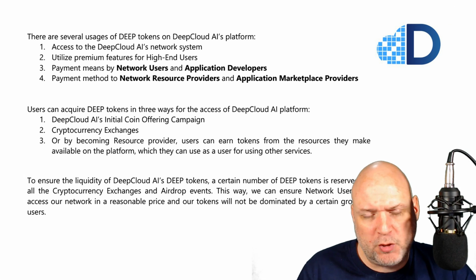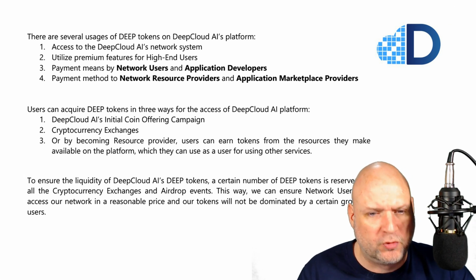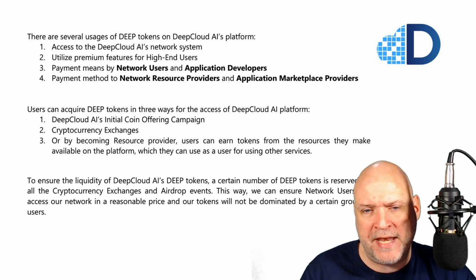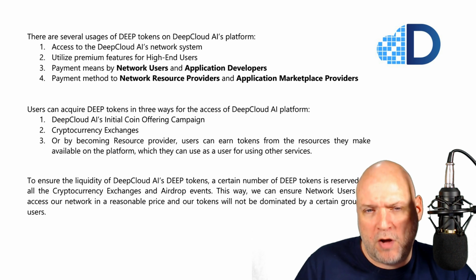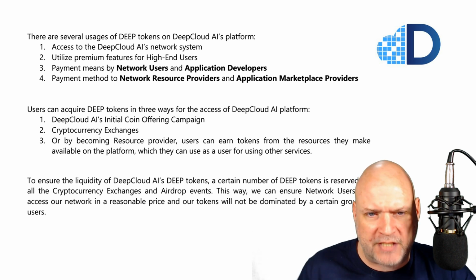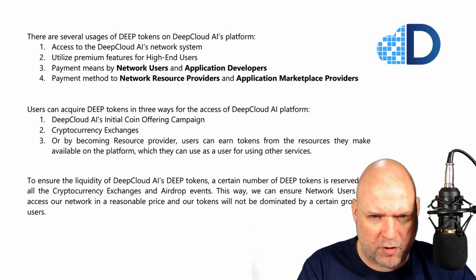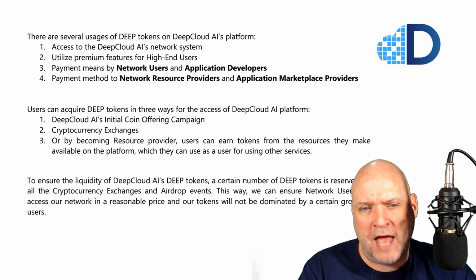So the Deep token is an ERC20 Ethereum-based token initially. It's just a placeholder token that will be swapped over for the mainnet token sometime in the future when the mainnet goes live. Now, what holding the Deep token will allow you to do is access the DeepCloud AI network itself. You'll also be able to utilize premium features if you are a high-end user.